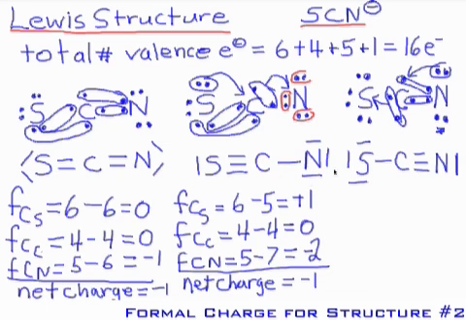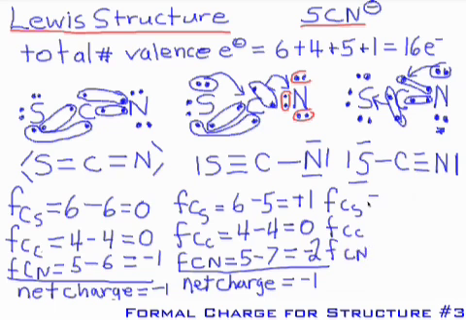All have 8 electrons. Do we have 16 altogether? 2, 4, 6, 8, 10, 12, 14, 16. Yes, check. Net charge, minus 1. Check. Everything's check, check. So as far as Lewis structure goes, the middle structure is as good as the structure on the left. Let's do the last one. Formal charge sulfur, formal charge carbon, and formal charge nitrogen.